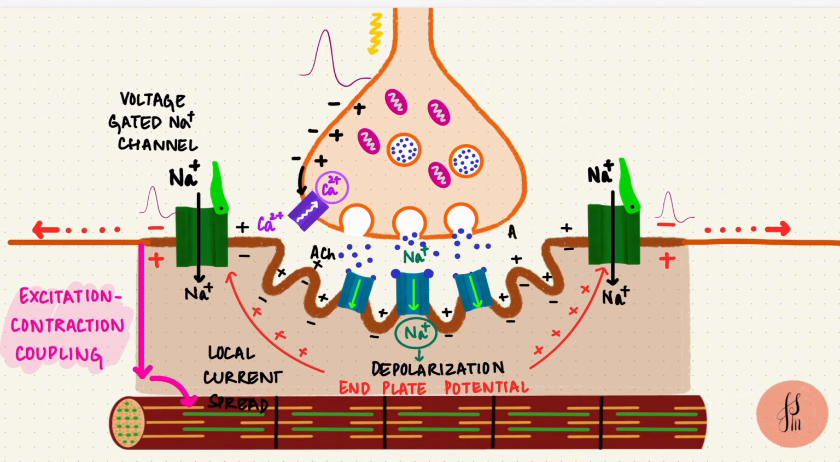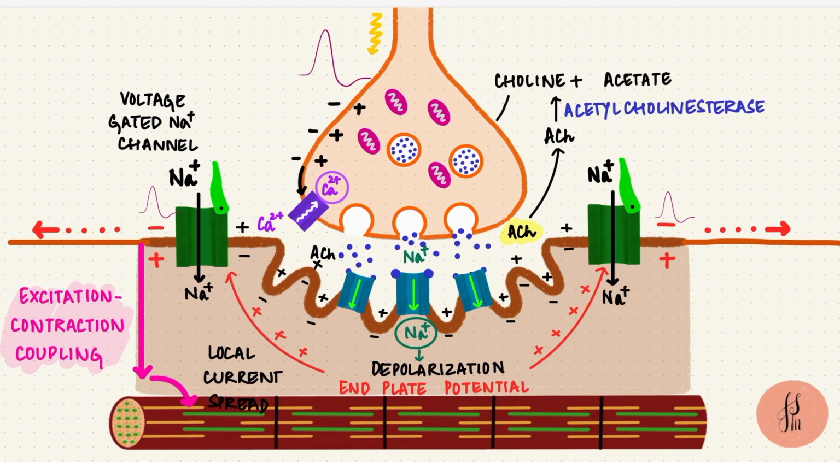But what happens to the acetylcholine? There is an enzyme in the synaptic cleft called acetylcholinesterase. This enzyme breaks down acetylcholine into acetate and choline. The choline then gets taken up by the presynaptic terminal, that's by a sodium choline cotransporter, so it can be used to form more acetylcholine to be released when the next action potential arises to start the process all over again.